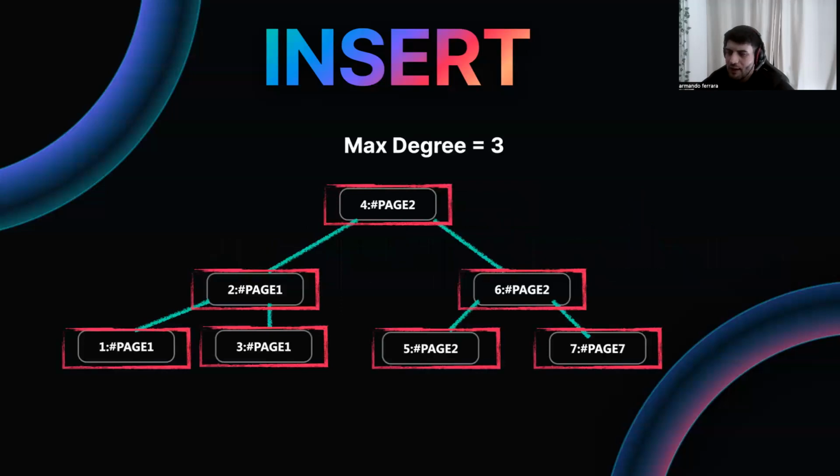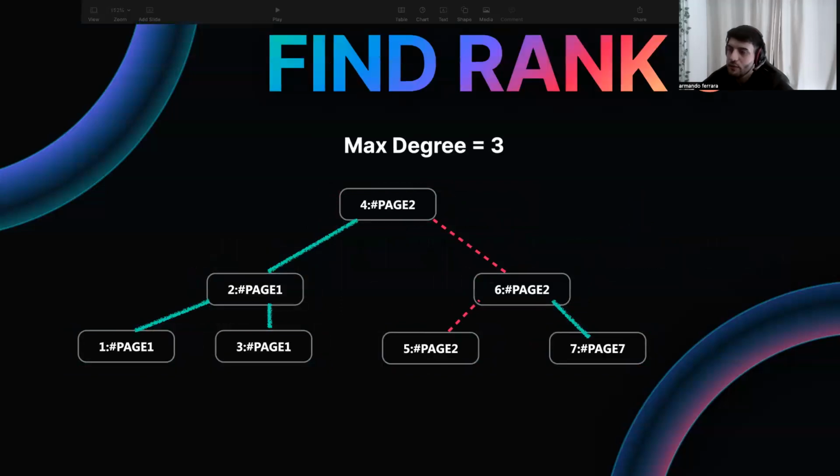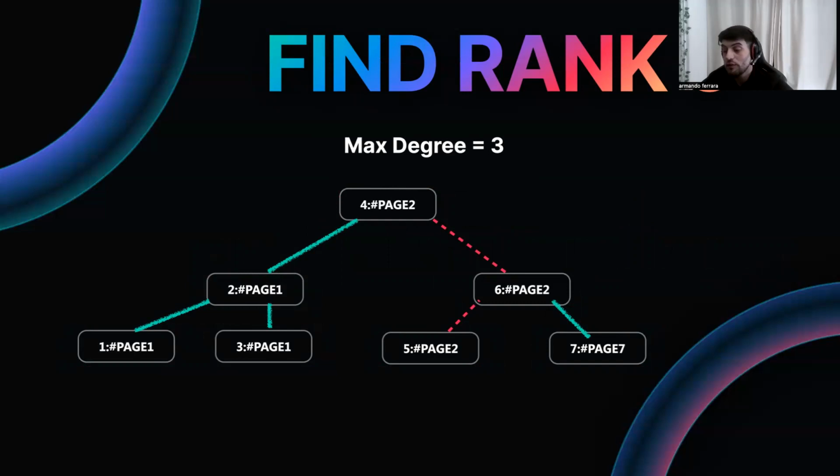I want just to visualize the B-tree, and why it's useful. Let's suppose we want to find rank 5. We start from the root node. Is 5 greater than 4? If yes, go on the right side. If not, go on the left side. Yes, go on the right side.